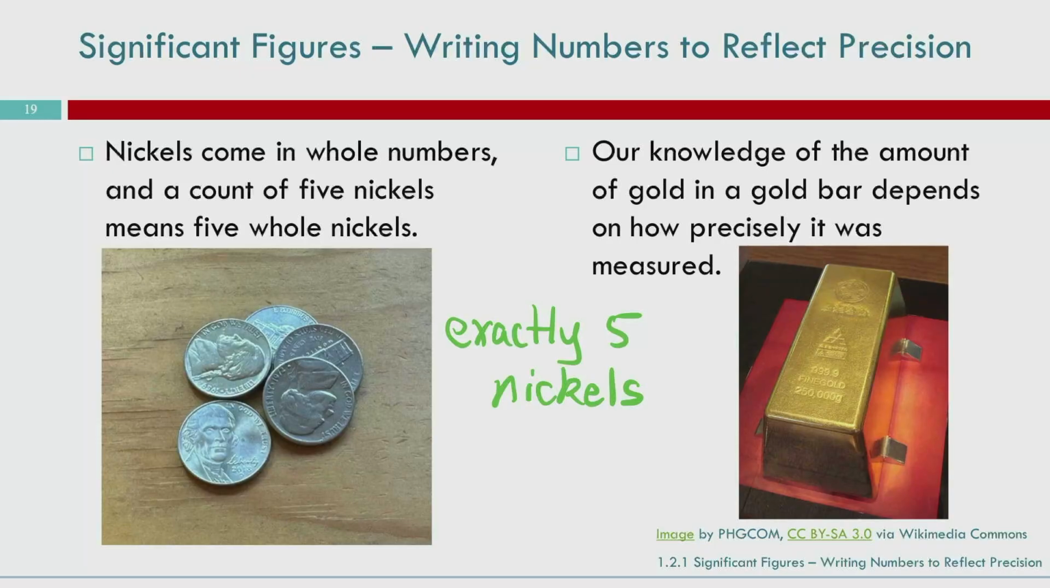So that's a situation where it's exact. Other times, it depends on how precisely it was measured. For example, this 250 kilogram, I think it's 250 kilogram, or maybe it's 250 grams? No, 250 kilogram gold bar. This immensely massive gold bar that's real, it exists.